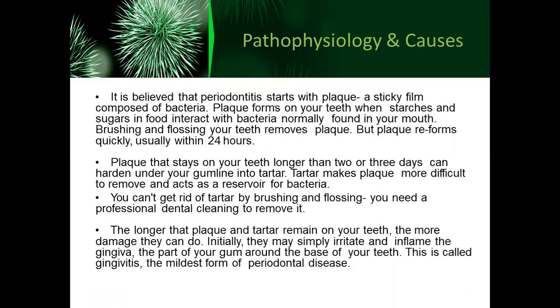Periodontitis starts with plaque, which is what we talked about, the biofilm with the bacteria. It forms on your teeth, where normally you take things like starch and sugars in food, and then bacteria find somewhere to attach and something to eat.